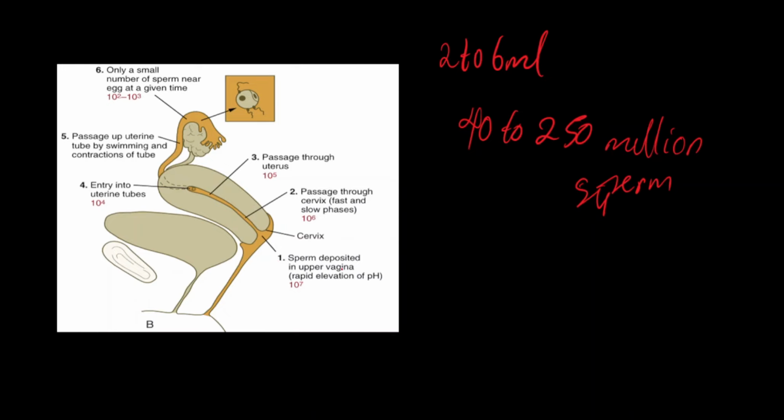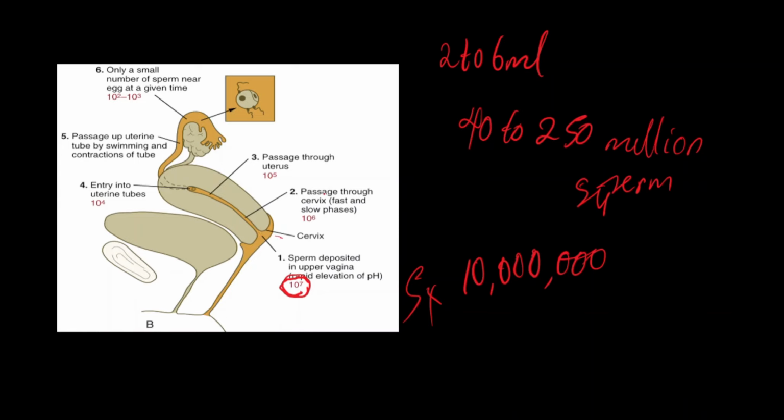So basically, when the sperm cell is deposited in the upper vagina, because of the high pH of that region, initially we have the number of sperm cells in the order of 10 to the power of 7. Okay, so we have 10 million basically. It's in the order of 10 million sperm cells. Of course, this could be 5 times that. Then it gets to the cervix.